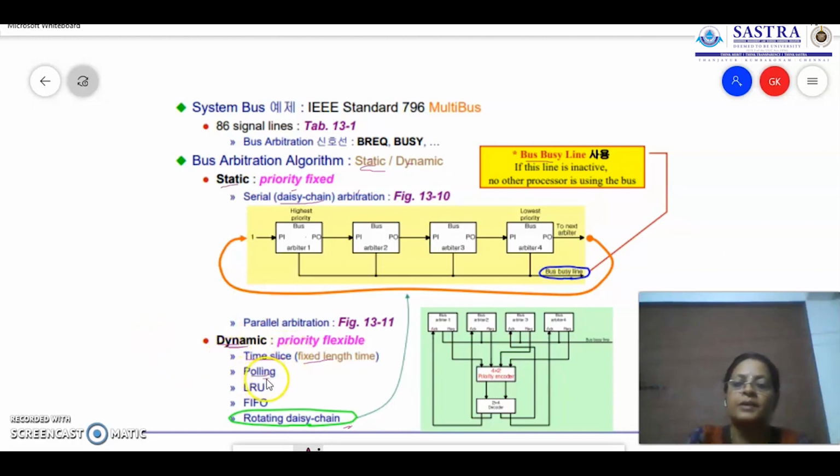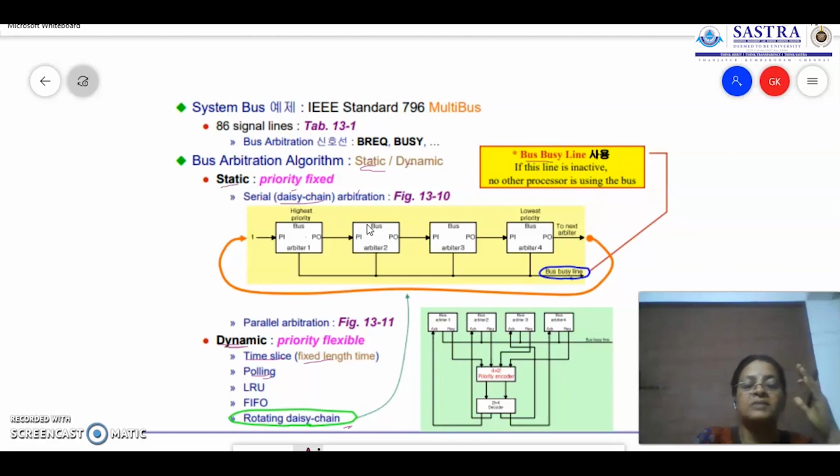Coming to the polling method, what will happen? There will be an arbiter which keeps checking with each device whether it wants to share the bus or not. It polls one by one, and each device is checked for its requirement. If it requires the bus, it will be given the grant. Otherwise, it will move on and continue to check the next device. So there is a common arbiter which keeps checking each device on whether it needs the bus or not. If it needs the bus, the arbiter will grant the bus and activate the bus busy line. And if the device releases the bus, it will be passed on to the next device.